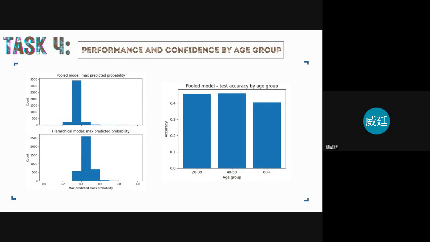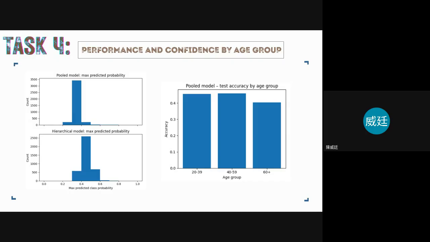Go ahead. Yeah, and on this slide, we look at two things: the model confidence and performance by age group. On the left, we have two histograms. The top one is for the pooled model, and for each person we take the maximum predicted probability among the 5 health levels. The bottom one does the same thing for the hierarchical model.